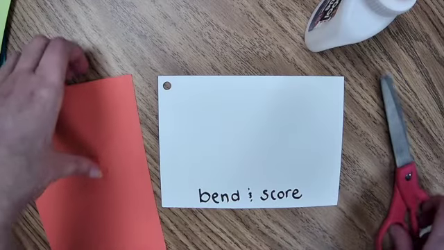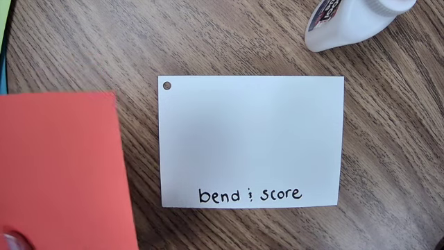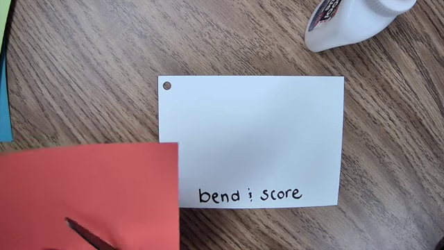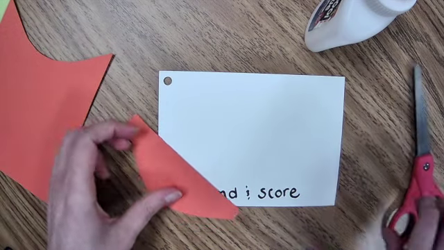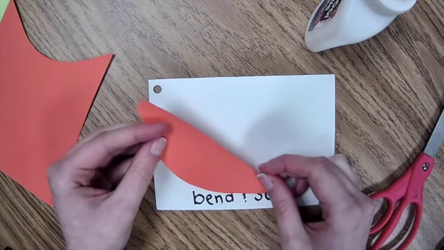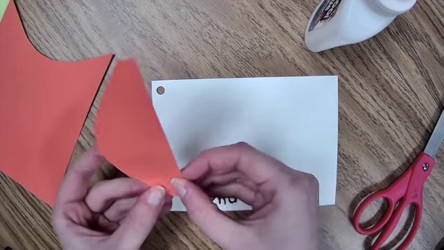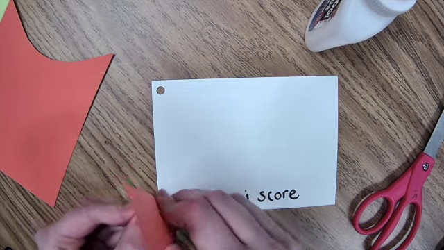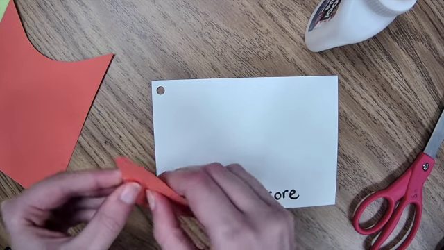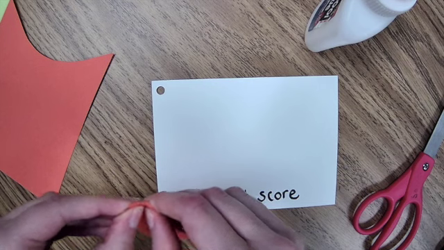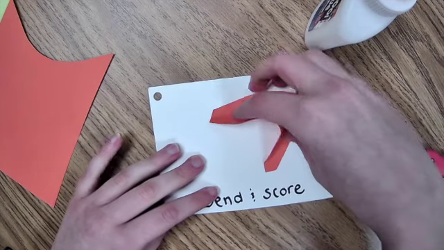For bend and score, I'm going to first cut out the shape that I want. So for this, I'm going to cut out a semicircle. I'm going to leave a little bit of room at the bottom for a tab. And now I want to turn this flat shape into a 3-dimensional shape. So I'm going to go around the edges and I'm going to bend or fold it. So I'm going around and I'm creating a score, which is another word for bending. And now I have a way to glue down my paper so that I have this cool little cave shape.